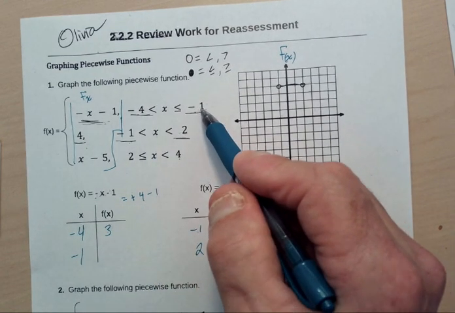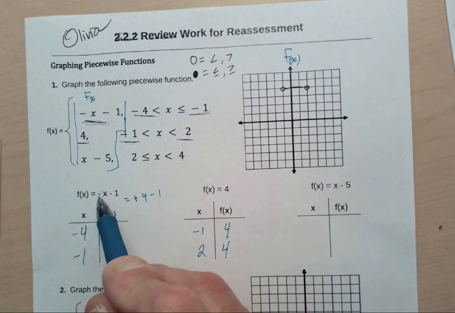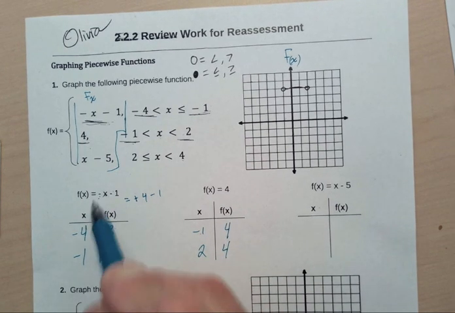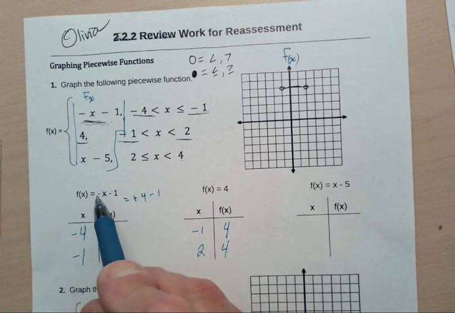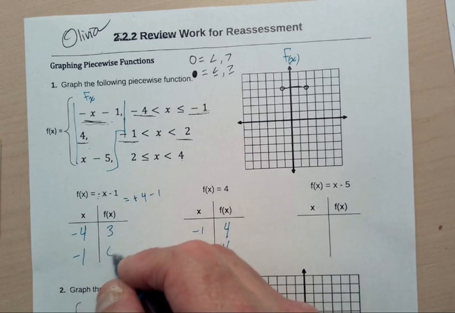And what is f of x for -1? Because that just goes here. Well, it's going to be negative x minus 1, so the f of x of -1 is 1 minus 1, which is 0. And we just graph that.